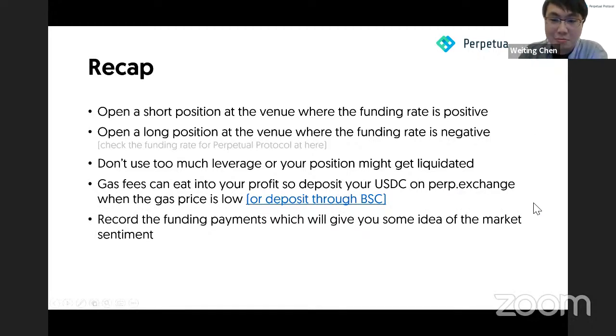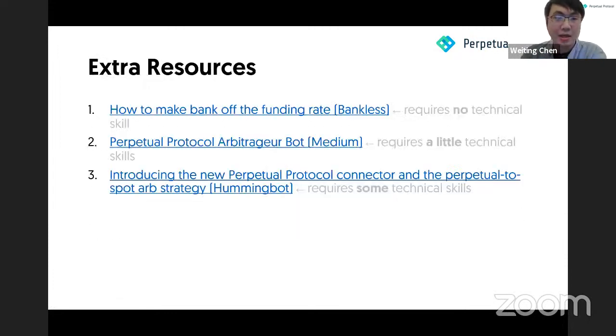And this is my personal preference: I usually recall the funding payment I receive once per day to have a better sense of where the market is going. And here are the extra resources you could look into.